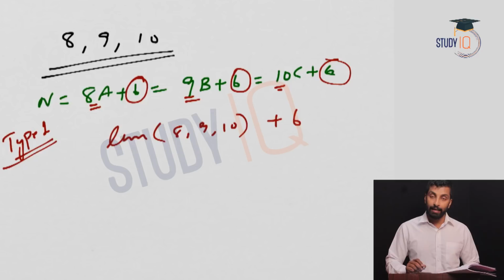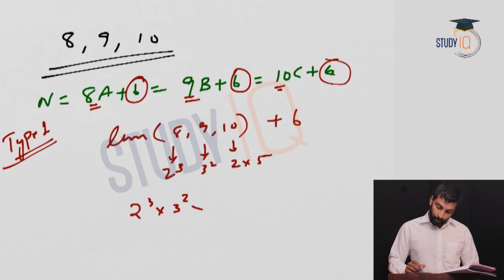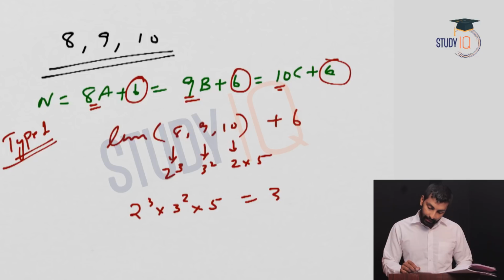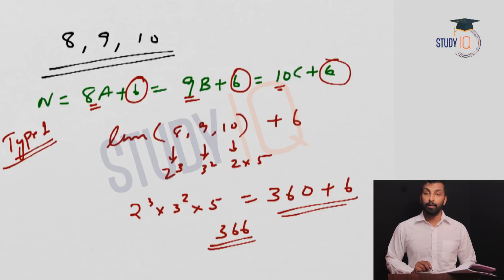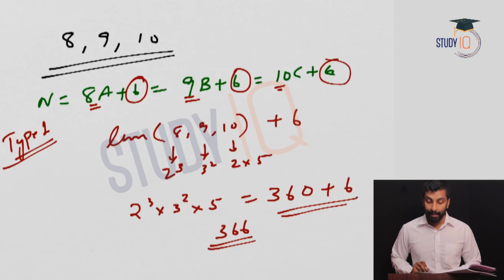So what is the LCM of 8, 9, 10? 8 I'll write as 2 cube, 9 as 3 square, 10 as 2 into 5. So 2 cube into 3 square into 5, that means 360 is your LCM. What is your answer? 360 plus the remainder. So 366 is the least number which when divided by 8, 9, 10 leaves the remainder 6.